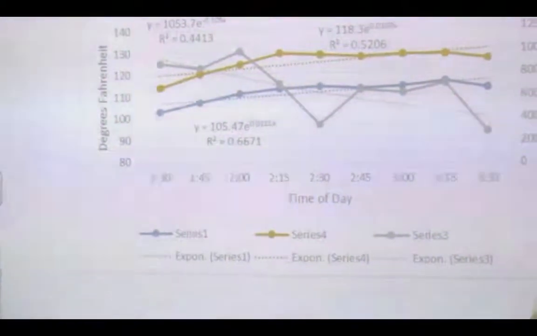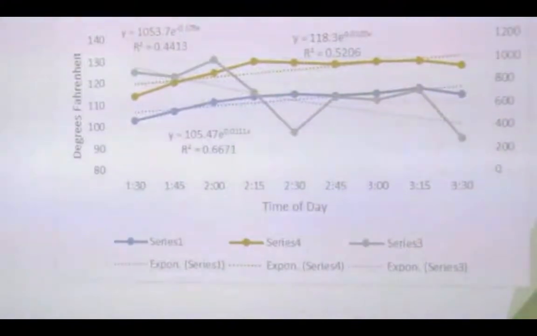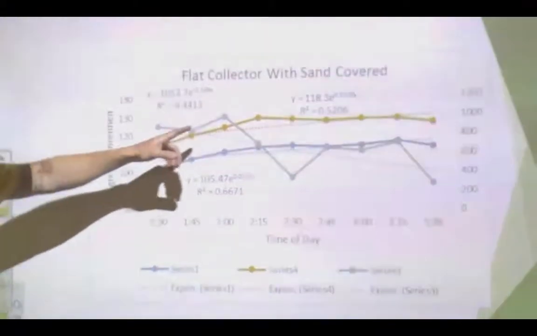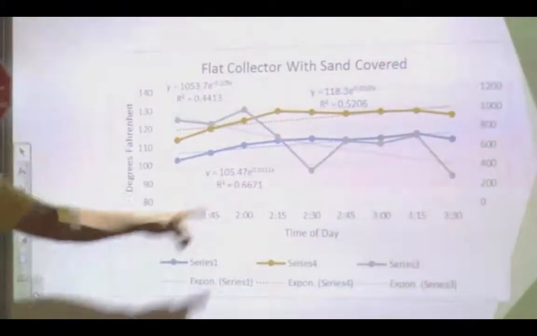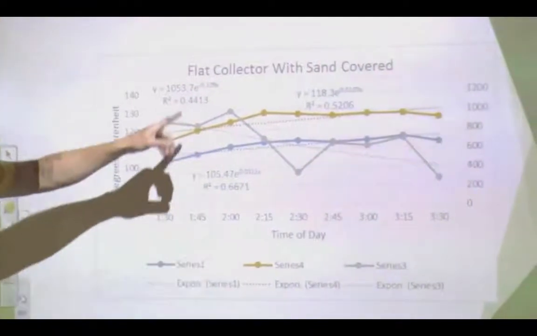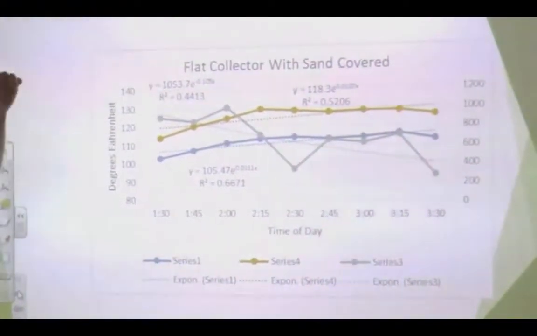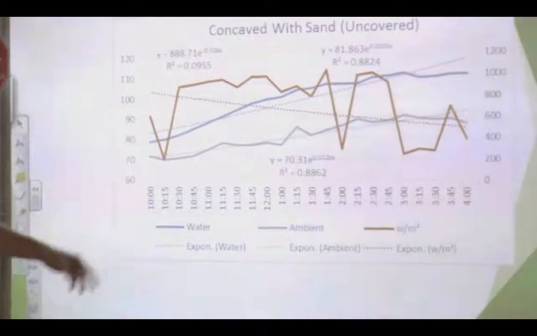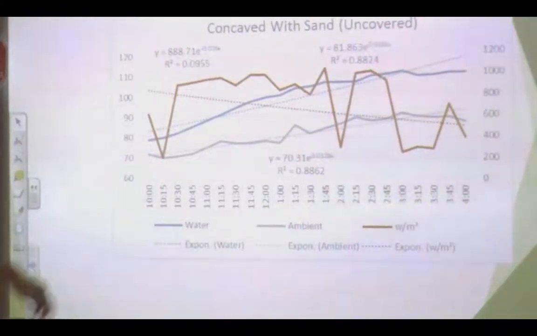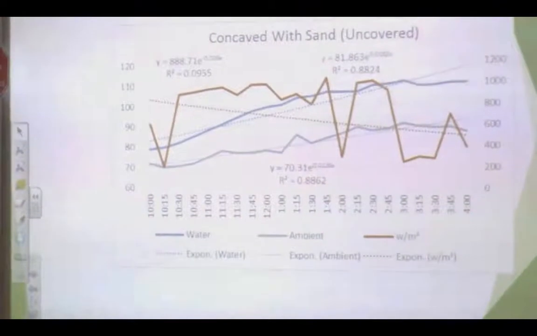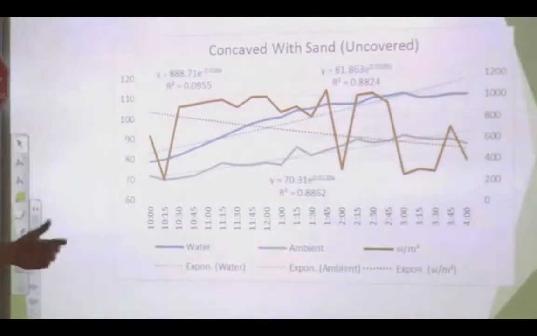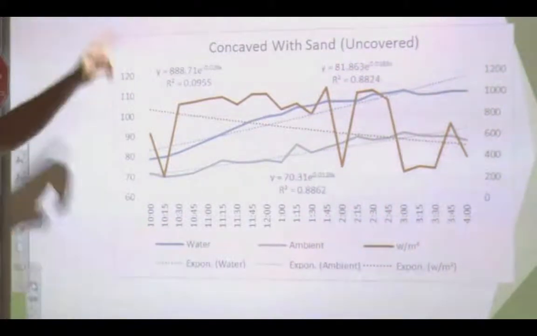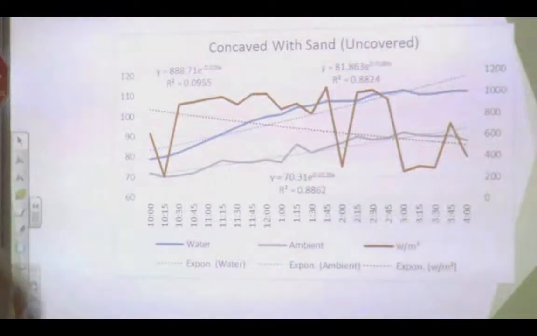So here's some data. This is the copper line, the blue line. The yellow is the plastic. And this gray line is the secondary axis, and that's the solar insolation throughout the day. So you can see how it was kind of all over the map. In this one, the gray line is the ambient air outside, and the blue line is the water in the collector. And this is the concave one with the sand. This red line is the solar insolation throughout that day, and it's just all over the place. But still, steady incline.